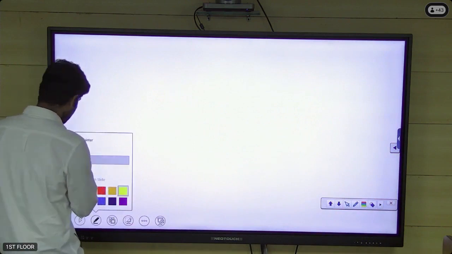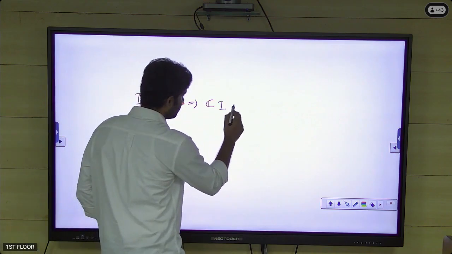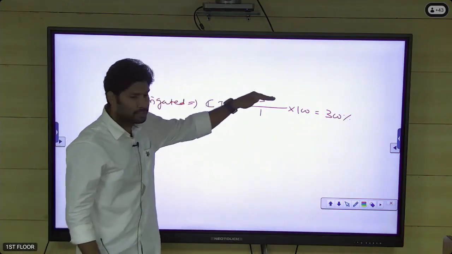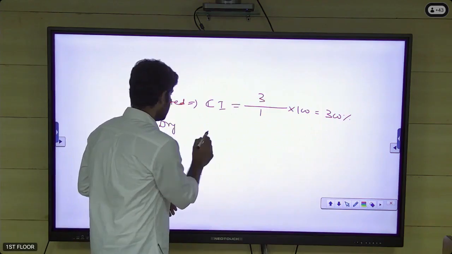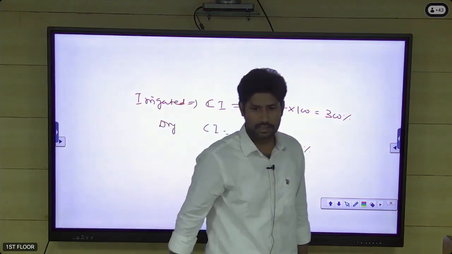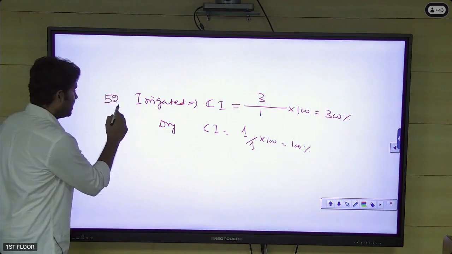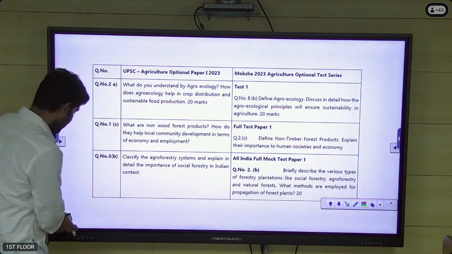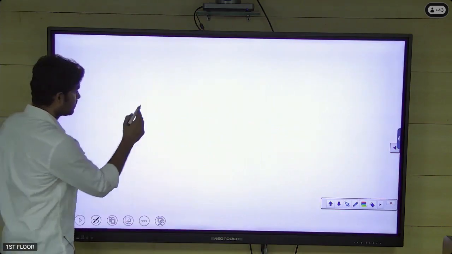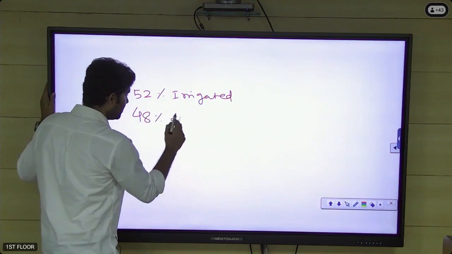So here they can achieve cropping intensity. For the irrigated farmers in the delta region, the cropping intensity is gross cropped area over net sown area times 100, which is 300%. Whereas for the dryland farmers, the cropping intensity is actually 1/1 × 100%, which is 100%. So approximately, currently in India, almost 50-50. Currently in India, 52% of the area comes under irrigated agriculture, and the remaining 48% of the area is dryland agriculture.